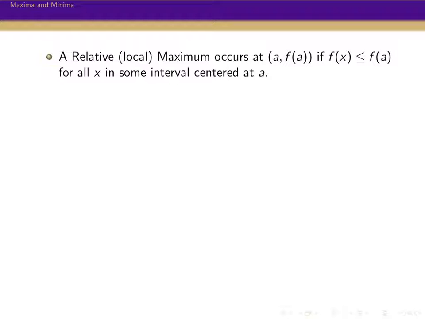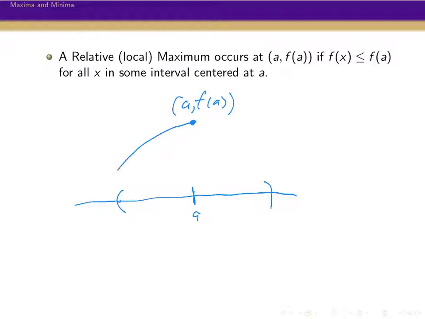So if we're thinking about this, we have some point A, f of A. So the x value is A, the y value then is f of A. Well, then what does the function have to look like on either side of this? Well, there's some interval, A's in the middle, such that everywhere else on here, the function value has to be less than this spot. So it has to be going down on either side. Okay, and so that's a relative maxima.